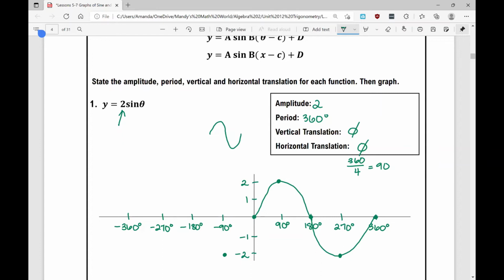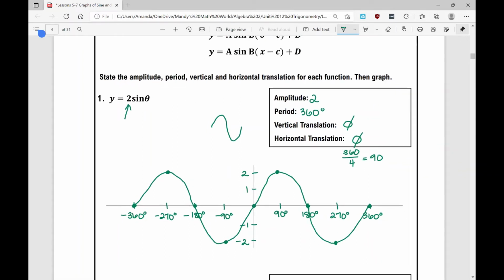At negative 180, we're going to be back at the midline. At negative 270, we're going to be up to 2. At negative 360, we're at the midline. And it's obviously just taking the same pattern. It's not a perfect graph, but that's what this graph is going to look like. Our domain is from negative infinity to positive infinity. Our range has changed: it was -1 to +1 for our parent function, but the range for this graph is now -2 to +2.